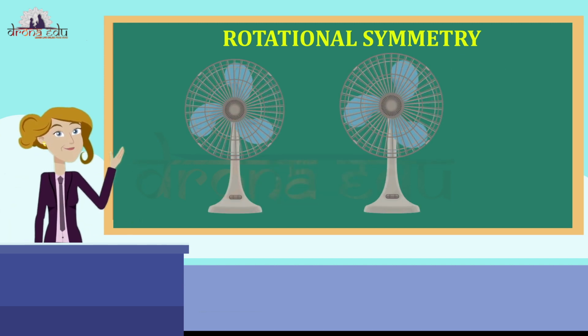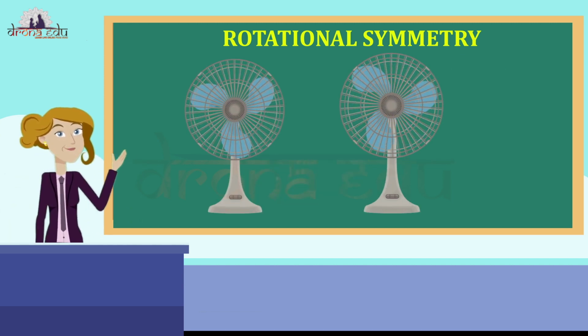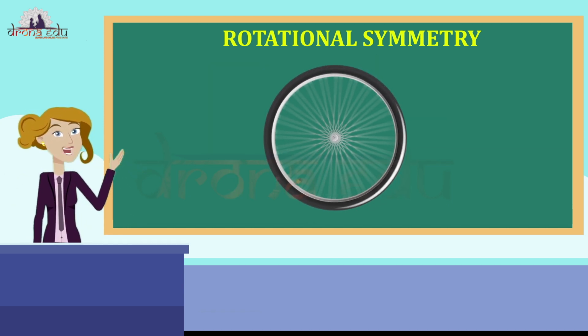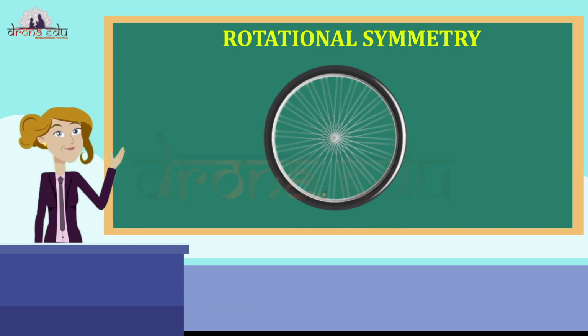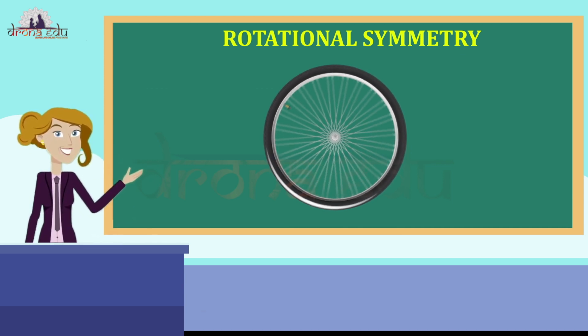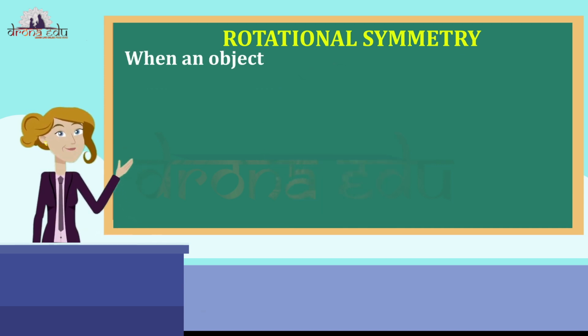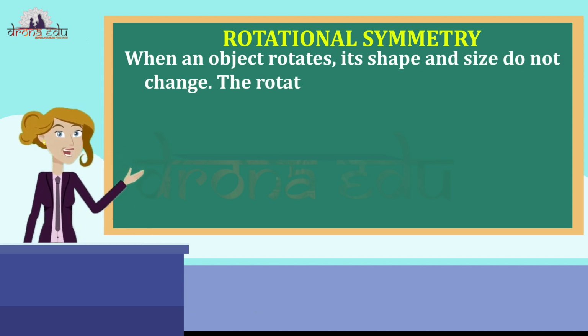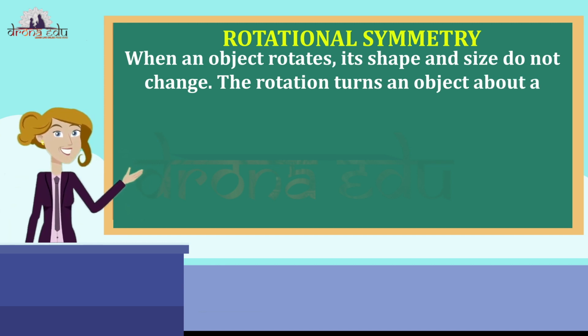What can you say about the rotation of the blades of a ceiling fan? If you spin the wheel of a bicycle, it rotates. It can rotate in either way, both clockwise and anti-clockwise. When an object rotates, its shape and size do not change. The rotation turns an object about a fixed point.